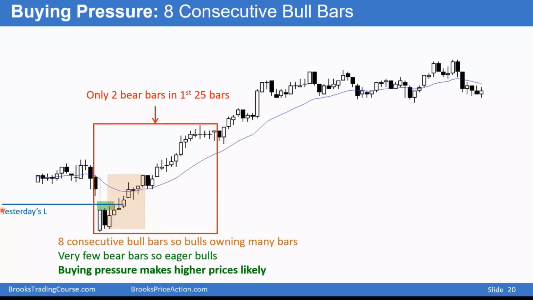If you're going to be trading, you have to buy for any reason. Buy at the market, buy above bars, buy closes, buy below bars. Chances are the market's going higher.